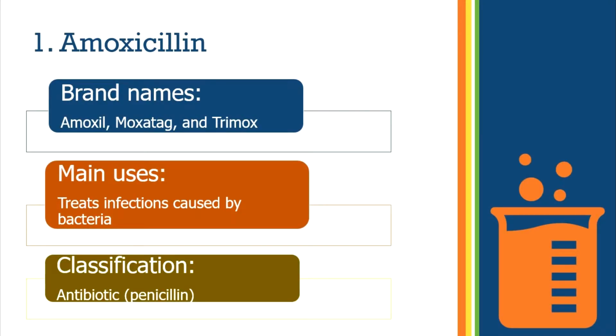The first one we will talk about is Amoxicillin. Brand names include Amoxil, Moxatag, and Trimox. It's an antibacterial medication, so it is used to treat infections caused by bacteria. The class of this drug is antibiotic, and it's part of the penicillin group.